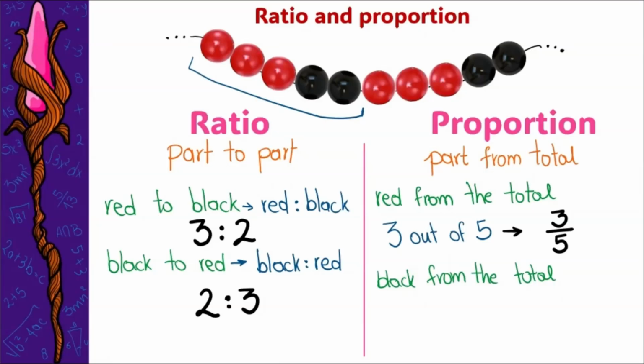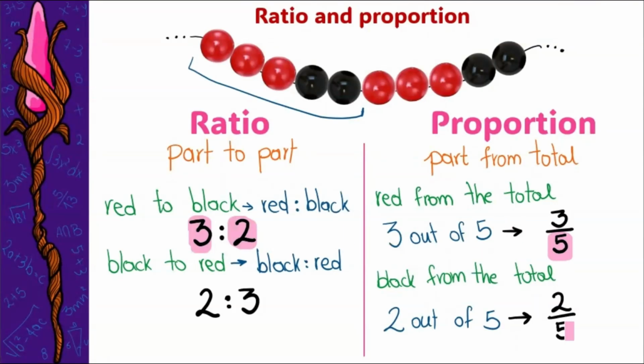And now, in order to check the black from the total, we would say that it's just 2 out of 5. Or as a fraction, 2/5. So here is when I want you to pay a lot of attention, because the big difference is the ratio is part to part. Now this is 3 to 2. It doesn't mention the total at all, but the proportion is from the total.